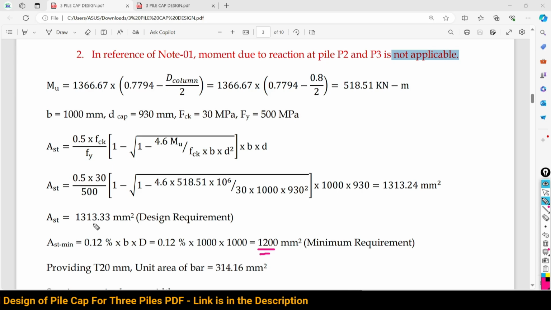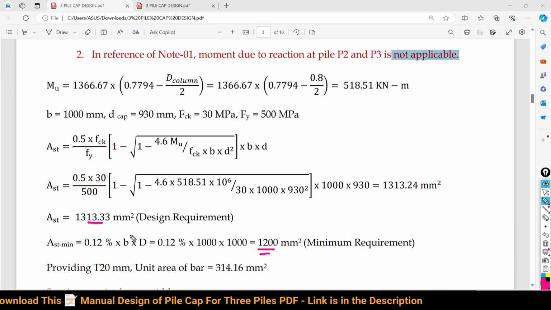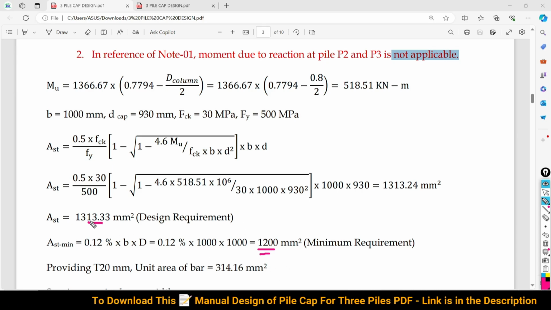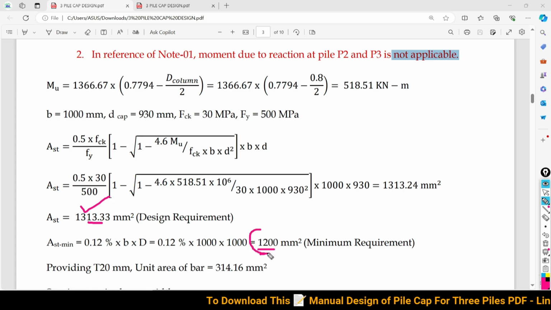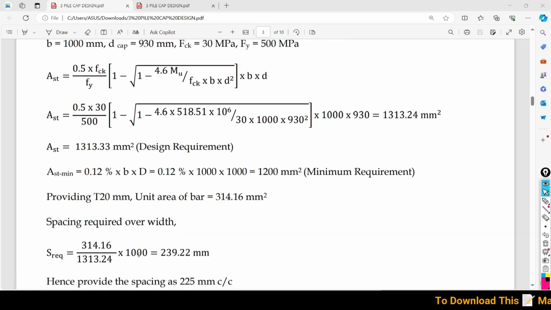So now, minimum and design requirement: compare these two, and we have to follow the maximum one. So it is the maximum one in comparison to this minimum requirement. That's why we are going to follow this. Now after all of this, just proceed.